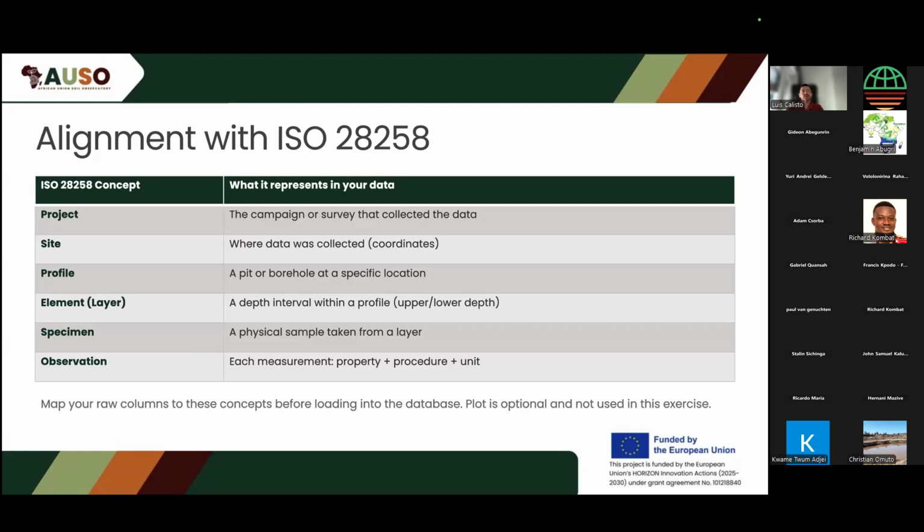So what we need to do is, when you have data, if you have, for example, an Excel file, we need to map the different columns that you may have into these concepts, okay? And this is basically the most complex task, the data cleaning part of it.